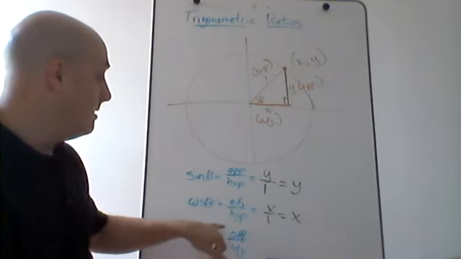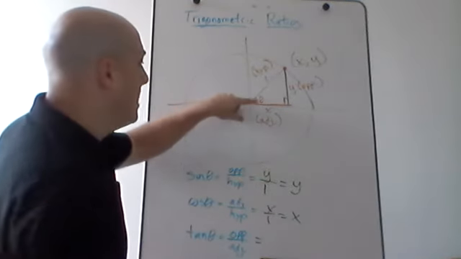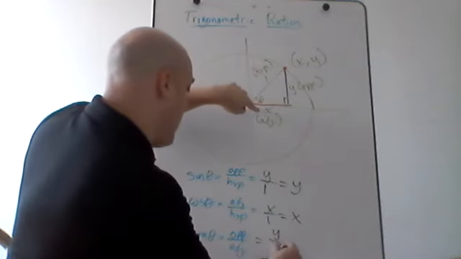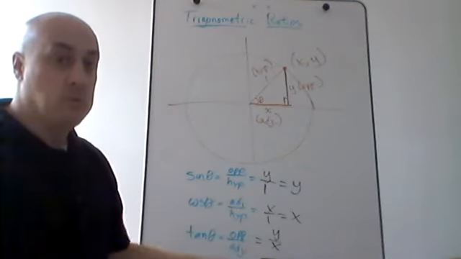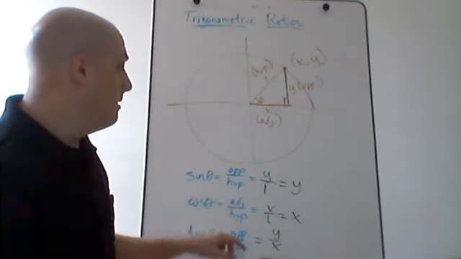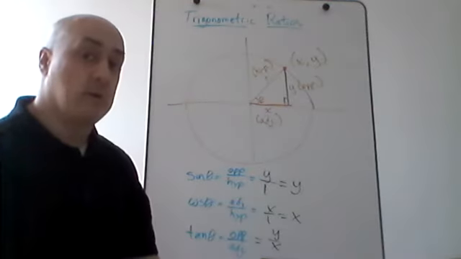Right? Tangent of theta, we just said, is the opposite side over the adjacent side. Well, for this angle theta, the opposite side is y, and the adjacent side is x. Right? So tangent of theta equals y over x, which was the definition we saw for the unit circle, right? The tangent of theta is the y coordinate over the x coordinate.